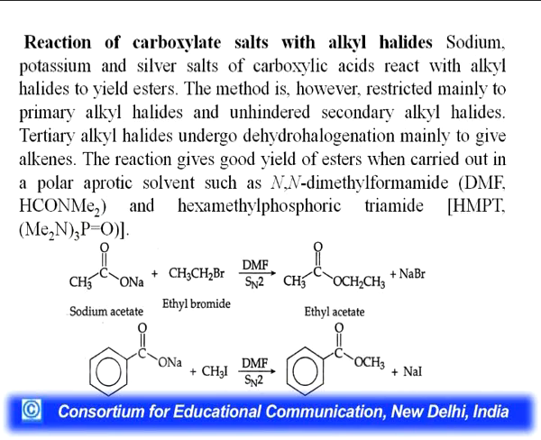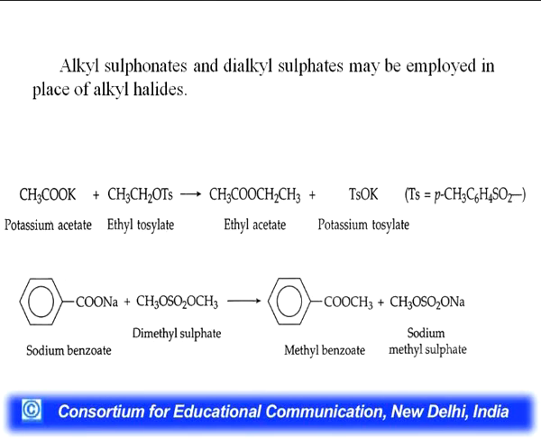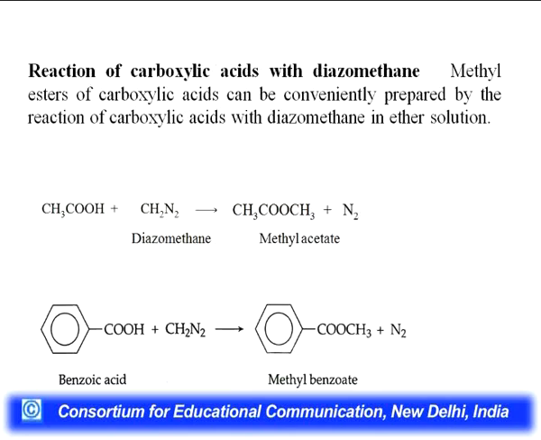So, you can see the reaction: sodium acetate when reacted with ethyl bromide in presence of DMF undergoes SN2 mechanism to give ethyl acetate, and sodium benzoate will give you methyl benzoate. Alkyl sulfonates and dialkyl sulfates may be employed in place of alkyl halides. So, you can see potassium acetate when reacted with ethyl tosylate will give you ethyl acetate and potassium tosylate. What is the structure of tosylate? You can see sodium benzoate when reacted with dimethyl sulfate, it will give you methyl benzoate and sodium methyl sulfate.